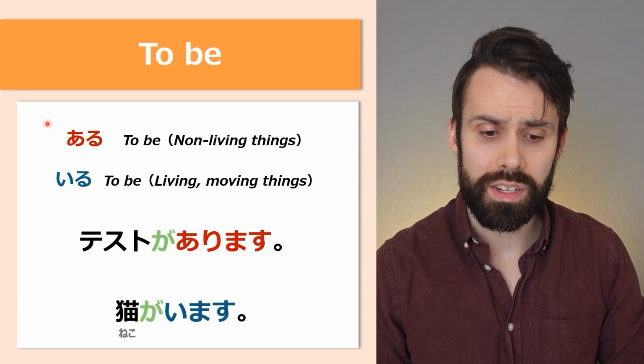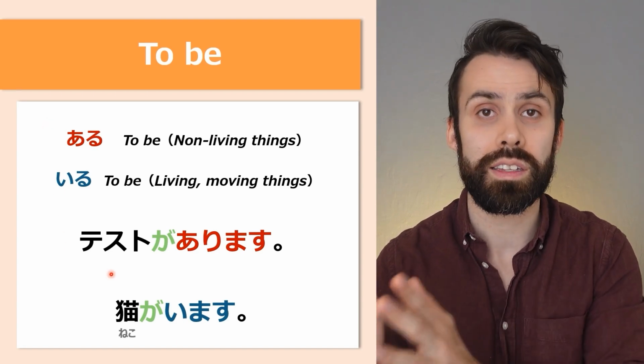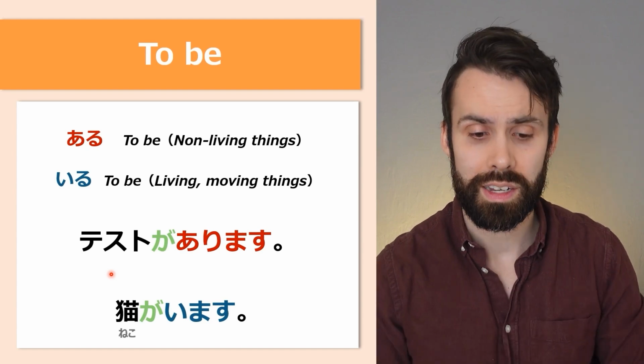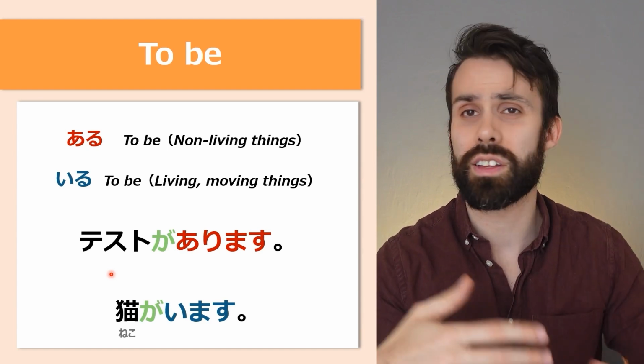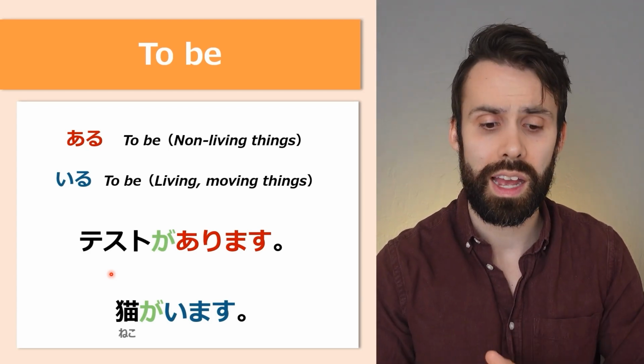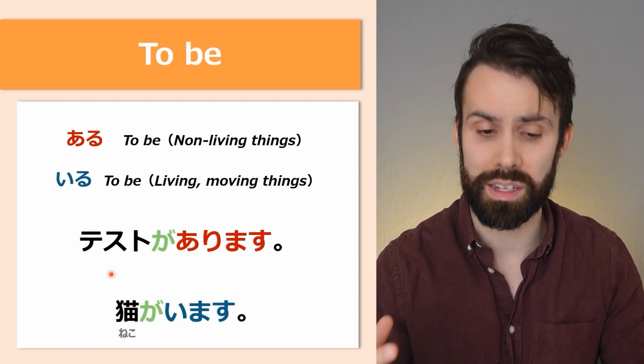So an example of this would be tesuto ga arimasu. So there is a test, tesuto ga arimasu, or neko ga imasu. So the test is not living, it's not moving, so it's arimasu. And neko, the cat, is living, is moving, so it's imasu.